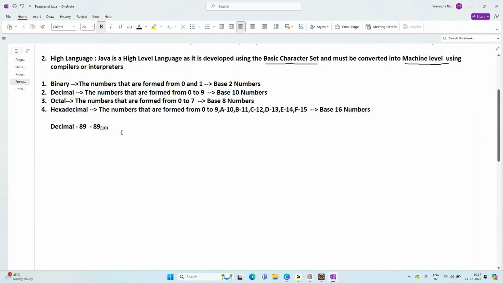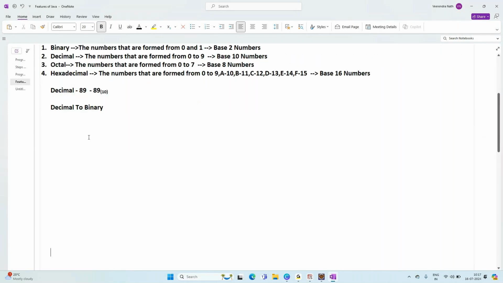So it is a base 10 number. Now these are general numbers. Now our aim is to convert from decimal to binary. So 89 to the base 10 we will convert into base 2.